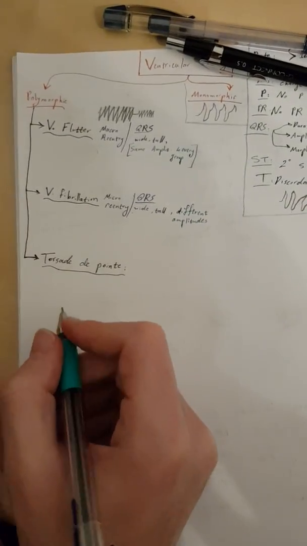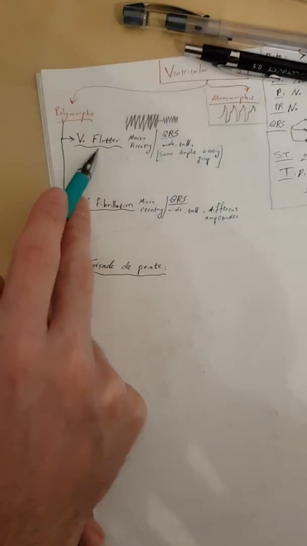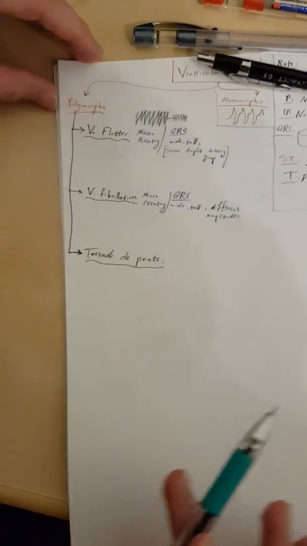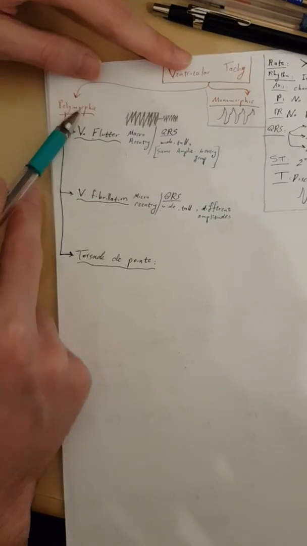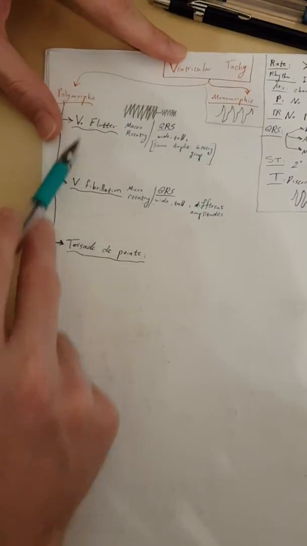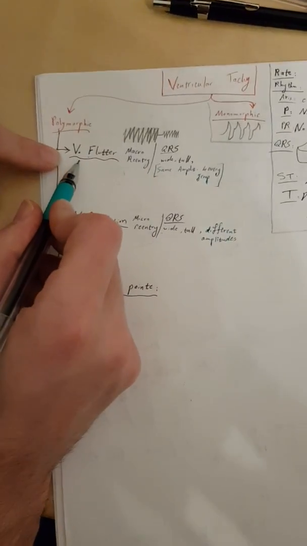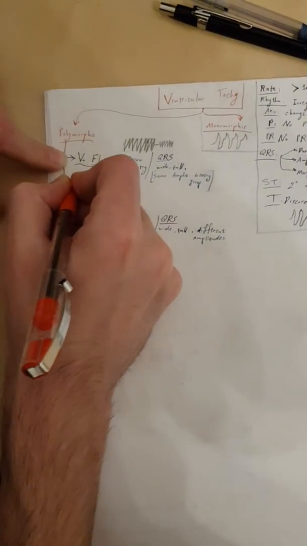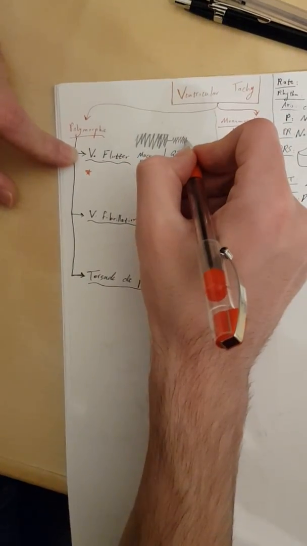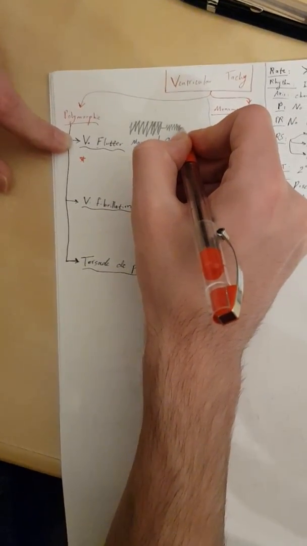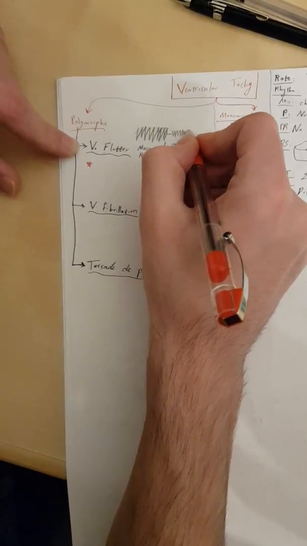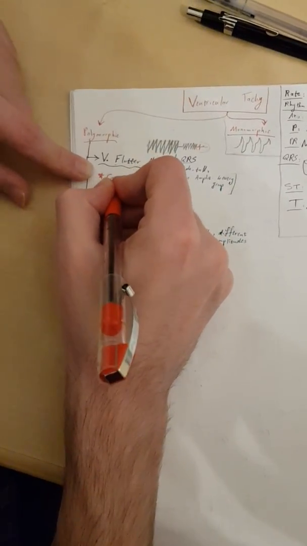Additionally, in flutter, because it's the first one that happens within the polymorphic ones in order, you might still see some normal beats, some normal QRSs. If you just see these normal beats among the random bad ones, just QRST, even without a P, now this is called a captured beat.